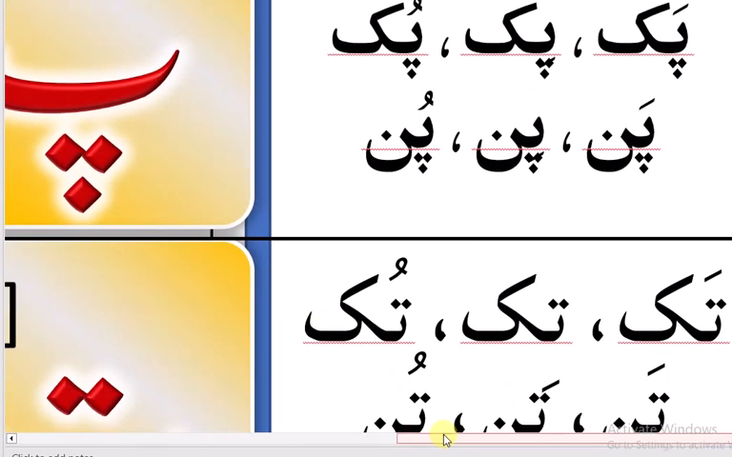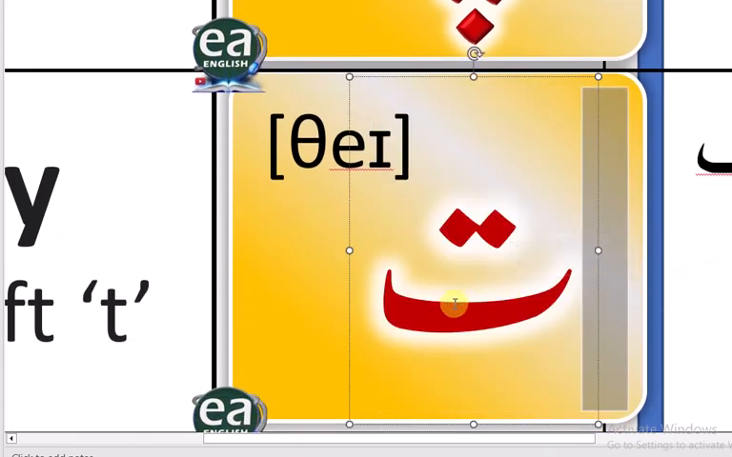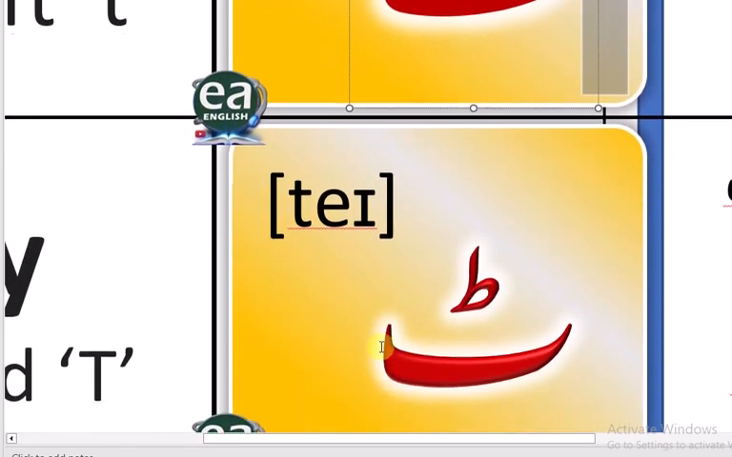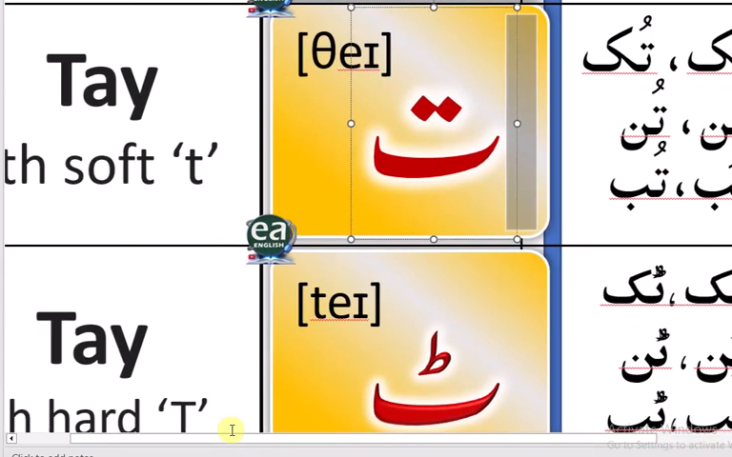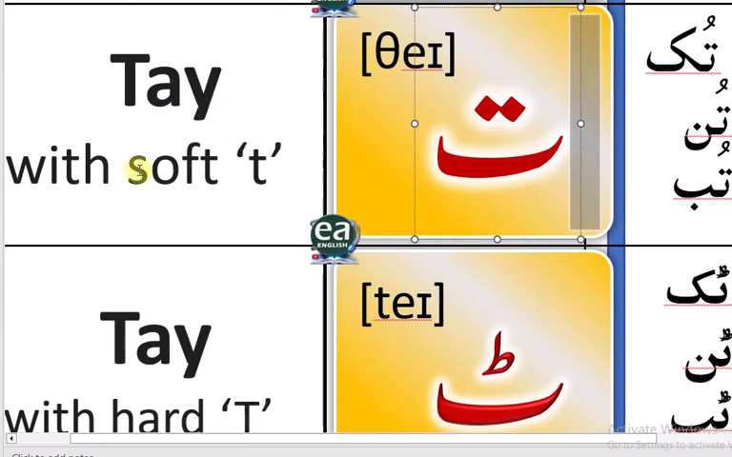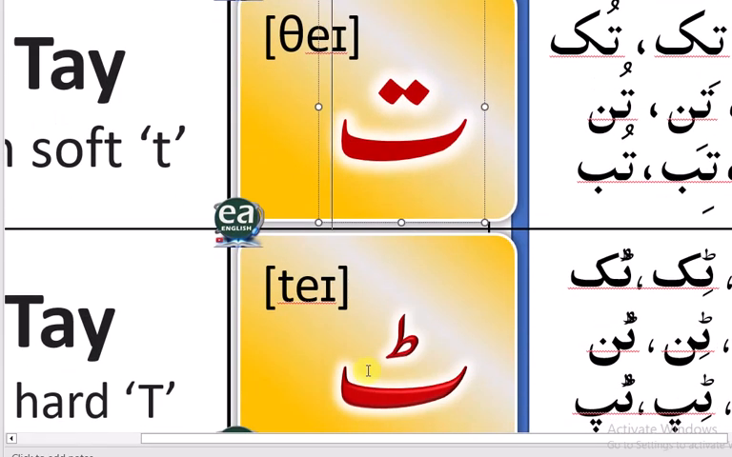Okay, let me teach you three more words. So this is te. To understand te, you should also pronounce te. Te. So this is the soft T, this is the hard T, right? Yeah.